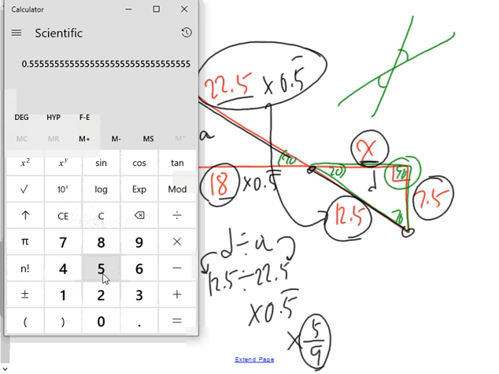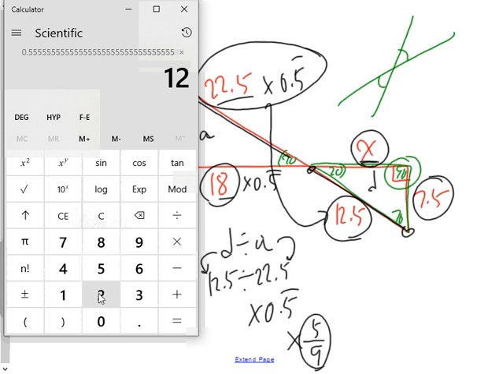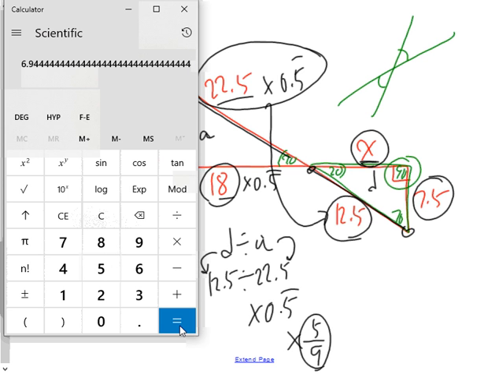Oh, wow, this is kind of multiplied by 12.5. I made a mistake, didn't I? What was it supposed to be? Oh, multiplied by 18. Oh, sugar cubes. Oh, no, what's going on?